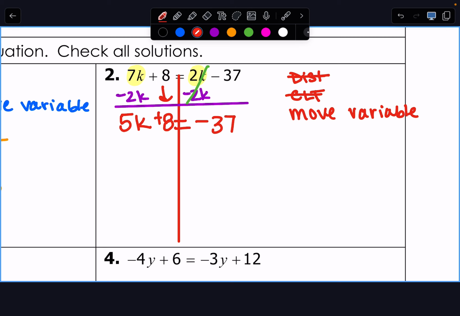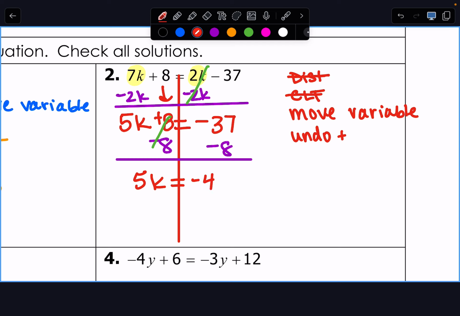Okay, from here, we can breathe a little bit. This is familiar to us. Let's undo. What number do we need to move? We need to move the 8. We need to undo our addition by subtracting 8 from both sides. So we have 5k equals. Landon says negative 45. Ellie's double checking him. Is he right?